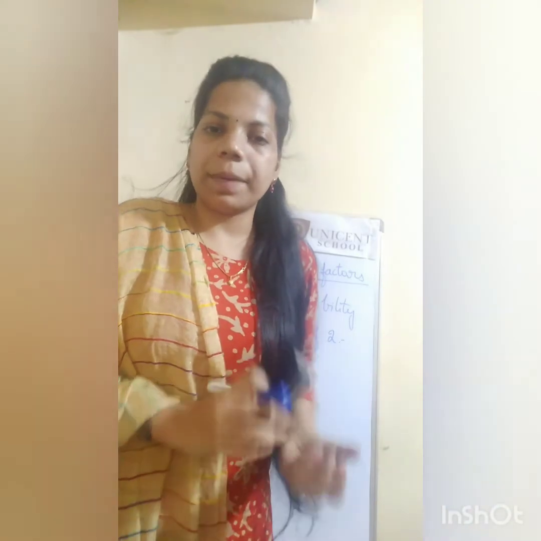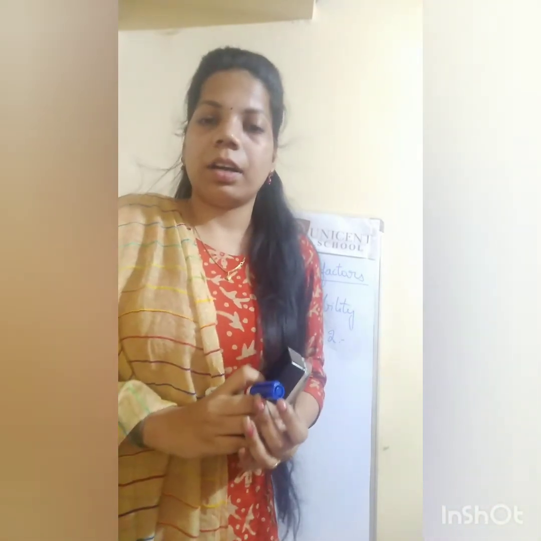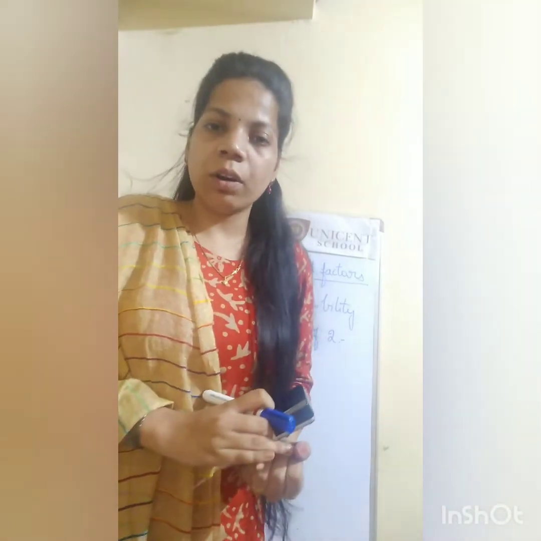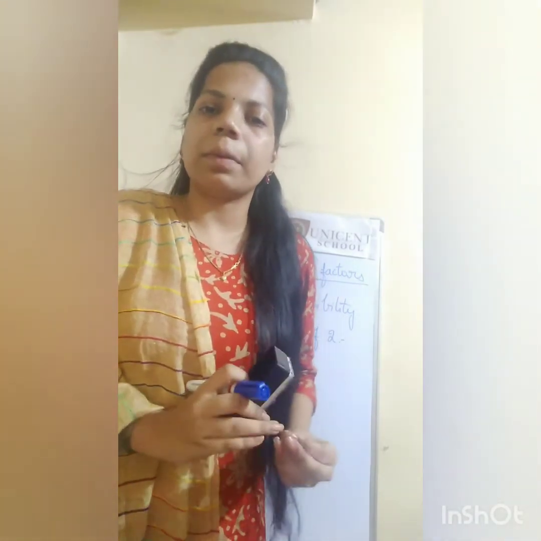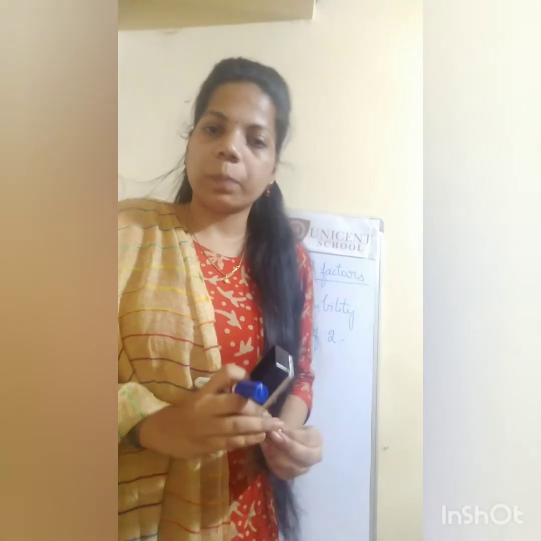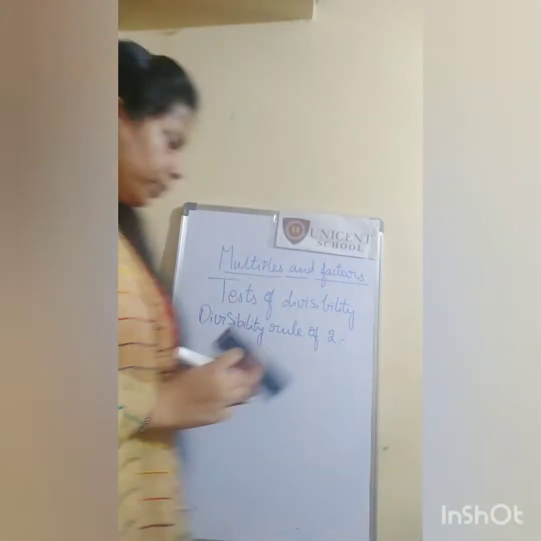Understood? I repeat, if any number is having 0 or an even number in its units place, then the given number is divisible by 2. Let us see some examples.